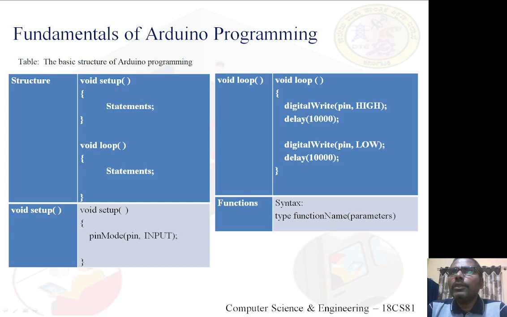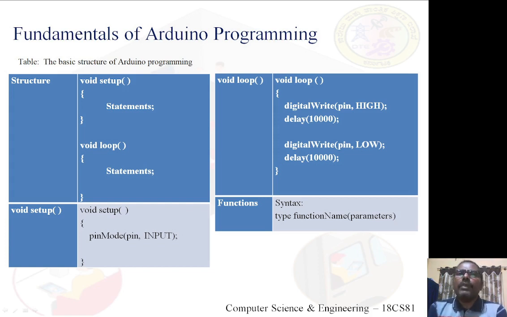Then loop terminates, and again loop executes. When loop executes, first it will write HIGH, then call for a delay, then write LOW, then again call for a delay. Suppose, assume for the pin labeled pin, you have interfaced an LED. Then this code keeps blinking the LED. So this is about setup and loop.